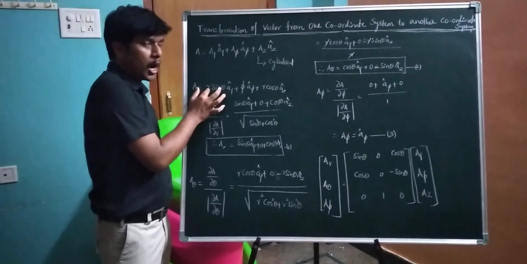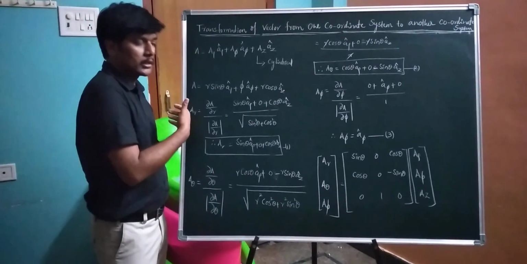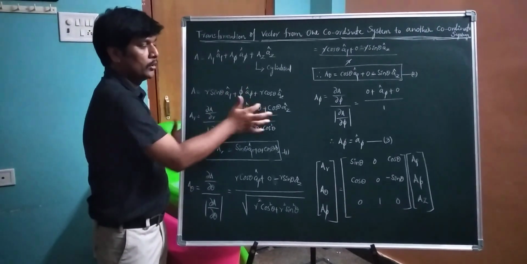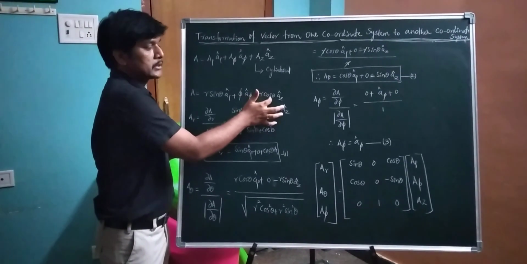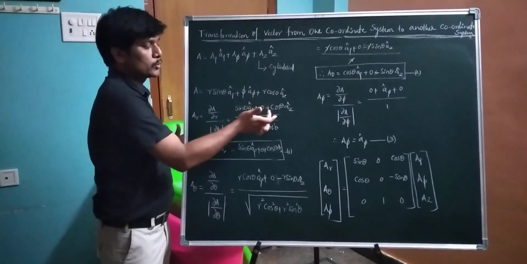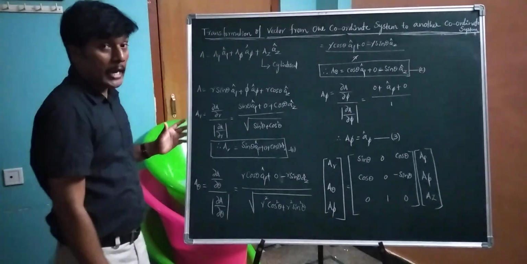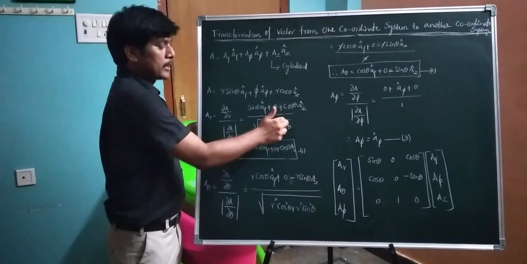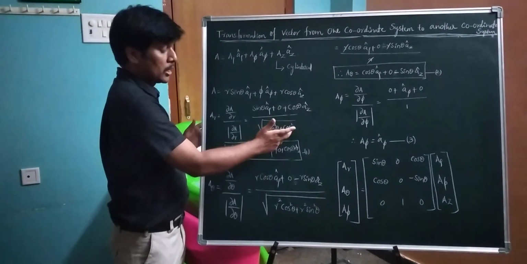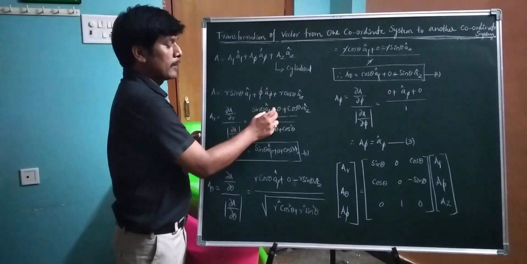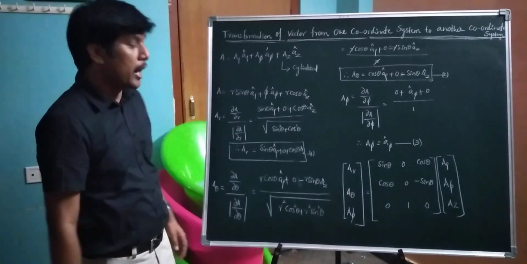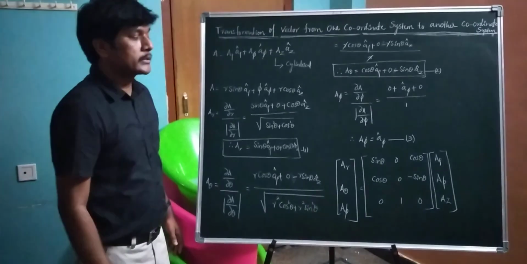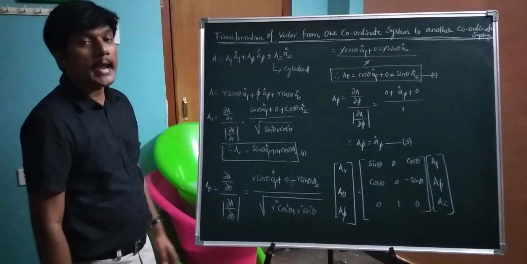Sin θ, here, differentiation with respect to r, so ∂r/∂r becomes 1. Sin θ is the constant, so sin θ a ρ cap. Here there is no r term, that's why 0. Here cos θ is the constant, ∂r/∂r becomes 1. Therefore we get cos θ a z cap, divided by the magnitude of that. How can you find the magnitude? Sin² θ plus cos² θ becomes 1. So sin θ a ρ cap plus 0 plus cos θ a z cap, divided by 1. So we get sin θ a ρ cap plus 0 plus cos θ a z cap. That is the equation for a r.